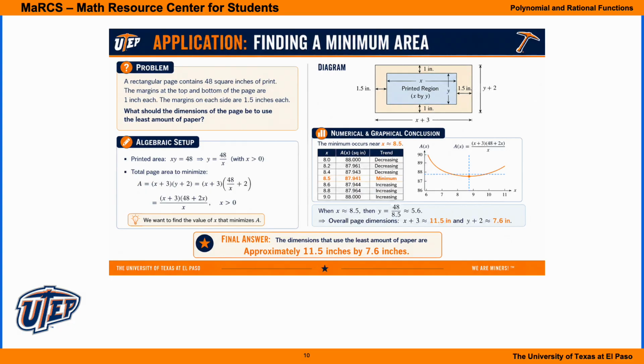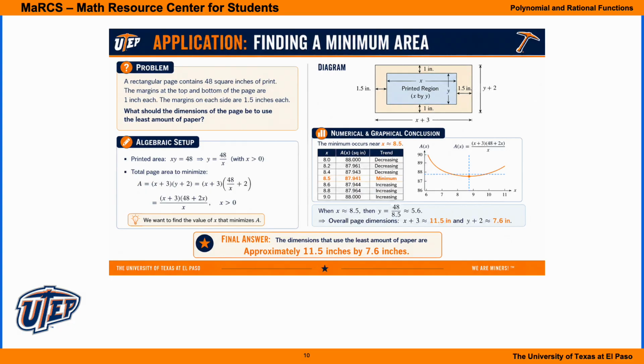Now for the total page area that we need to minimize, we do length times width, so we'll do x plus 3 times y plus 2. Now we stated y was equal to 48 divided by x, so we can plug that in to our formula. So now area is equal to x plus 3 times 48 divided by x plus 2. Now after we get a common denominator, we'll see that our area is equal to x plus 3 times 48 plus 2x, all divided by x, and this holds for x is greater than 0. So now we want to find the value of x that minimizes A.